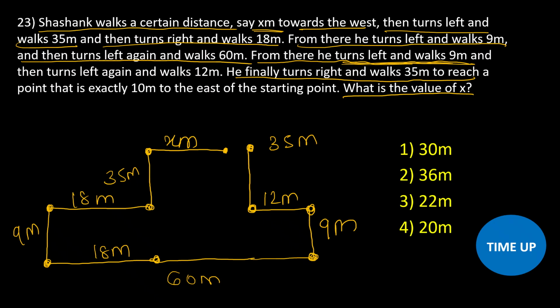So then they've said a point that is exactly 10 meter to the east of the starting point. Means the starting point was this, and from this to this is the final point. So here the distance is how much? 10 meter they are saying. What is the value of x?